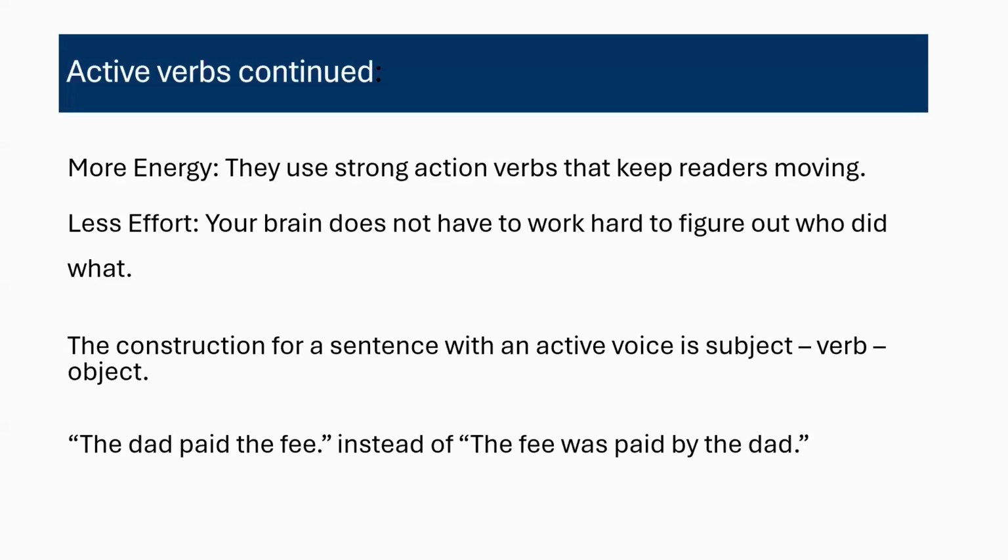So the construction of these is subject, verb, object. And in my home, one of my daughters and I have been playing with this for a long time. So instead of saying the apple was eaten by Cheryl, we say Cheryl ate the apple. And then the example on the screen is the dad paid the fee instead of the fee was paid by the dad. With that example, you can see how the dad paid the fee uses fewer words, and we can hear and see and understand the action more quickly than we do with the second sentence, the fee was paid by the dad.